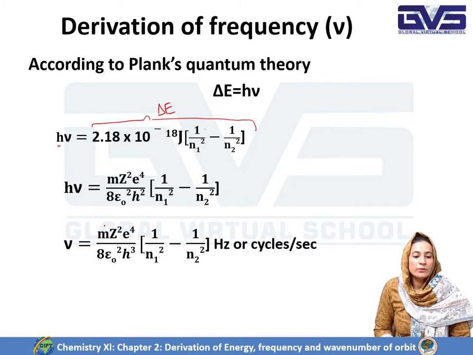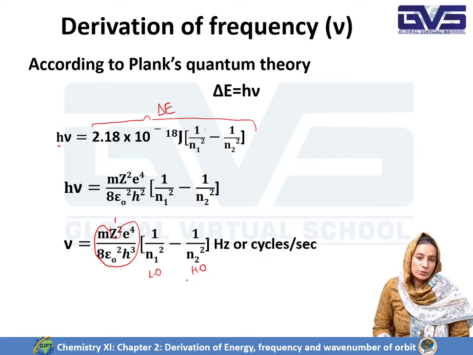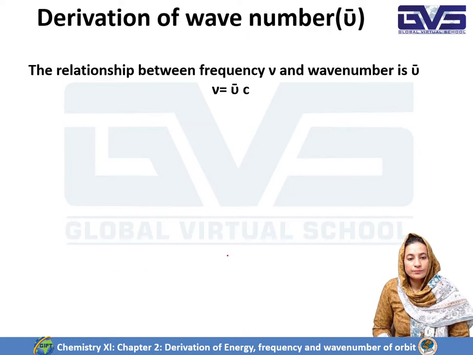So you can calculate, these all are constants. For hydrogen, atomic number 1, for lithium atomic number 3, for helium atomic number 2, and n1, again I am telling you, is for the lower energy orbit, and n2 is for the higher energy orbit. So in this way you can calculate the frequency.